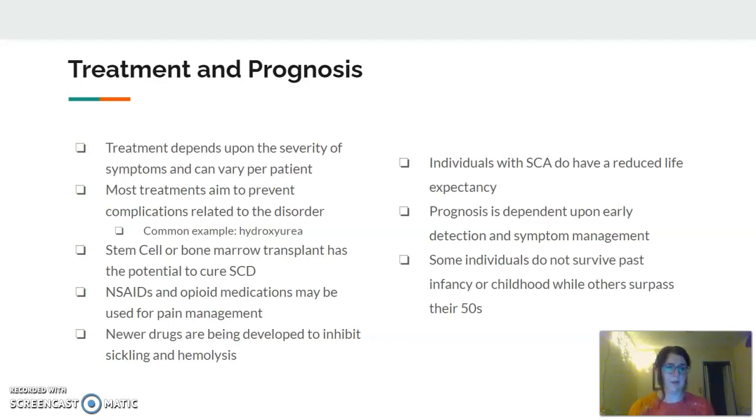Currently, things are being researched and worked on in terms of stem cell or bone marrow transplant, which has the potential to cure sickle cell. And so people with sickle cell anemia do have a reduced life expectancy. Again, it depends on the severity of the symptoms. Some people don't live past early childhood and others live a normal life expectancy.